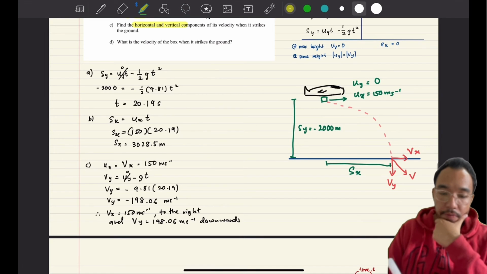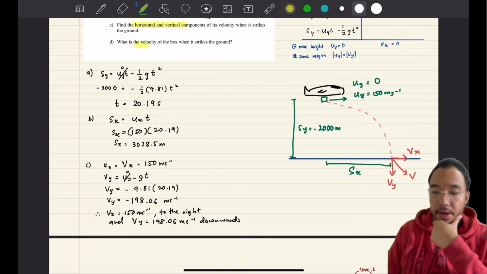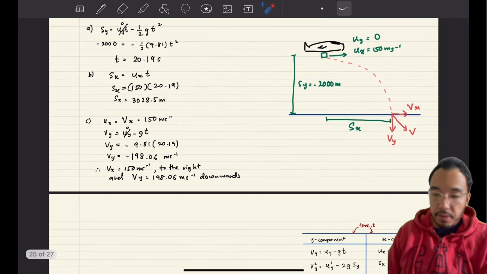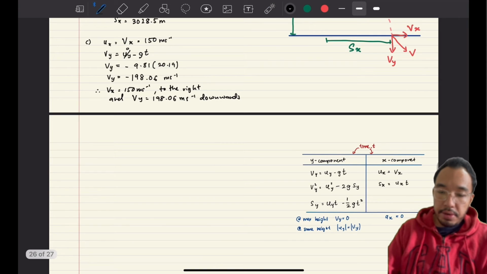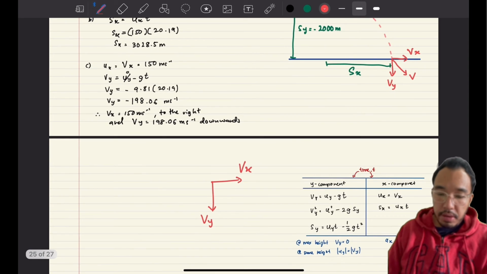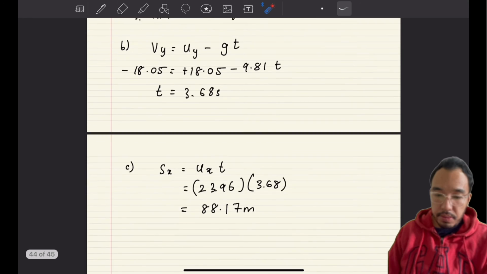Now the last one is, what is the velocity of the box when it strikes the ground? So just now we calculated these values over here and this value over here. So now we want to calculate the V, which is basically just the magnitude of those two components. So I'm going to redraw the Vx and Vy over here. So you can imagine that Vx is here, this is Vy. Okay, if you want to be particular, Vy should be longer than Vx because the magnitude here is bigger compared to the Vx.